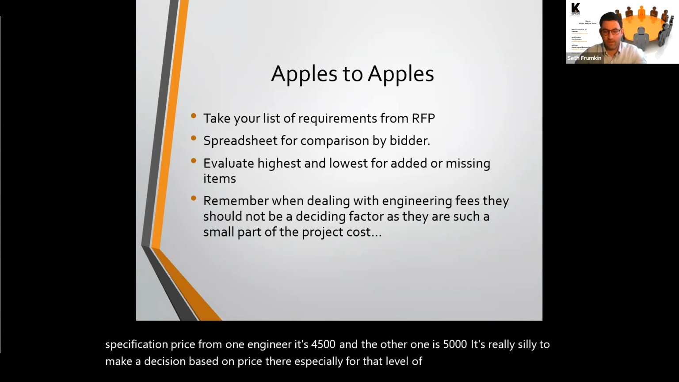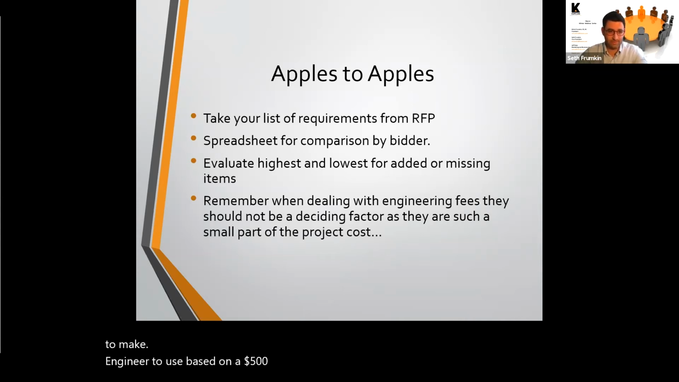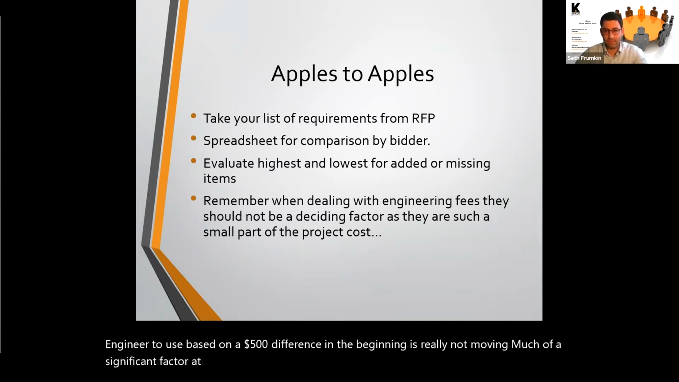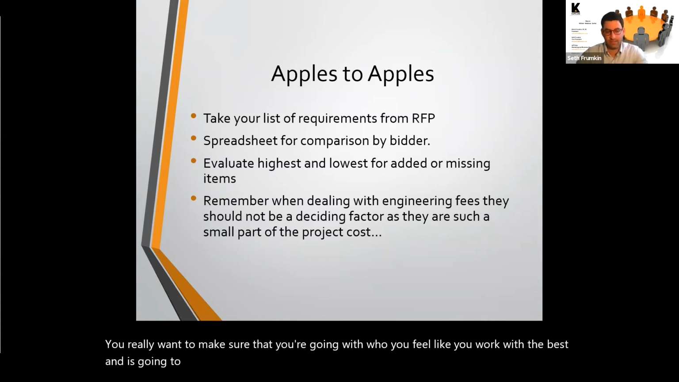I mean, you could be talking about a project that the construction costs are going to be $500,000 or more. So to make a decision on what engineer to use based on a $500 difference in the beginning should really not be much of a significant factor at all, especially when that engineer is going to be taking a lot of responsibility involved for all the phases of the project. You really want to make sure that you're going with who you feel like you work with the best and is going to deliver the highest quality product, assessment, and oversight throughout the project.